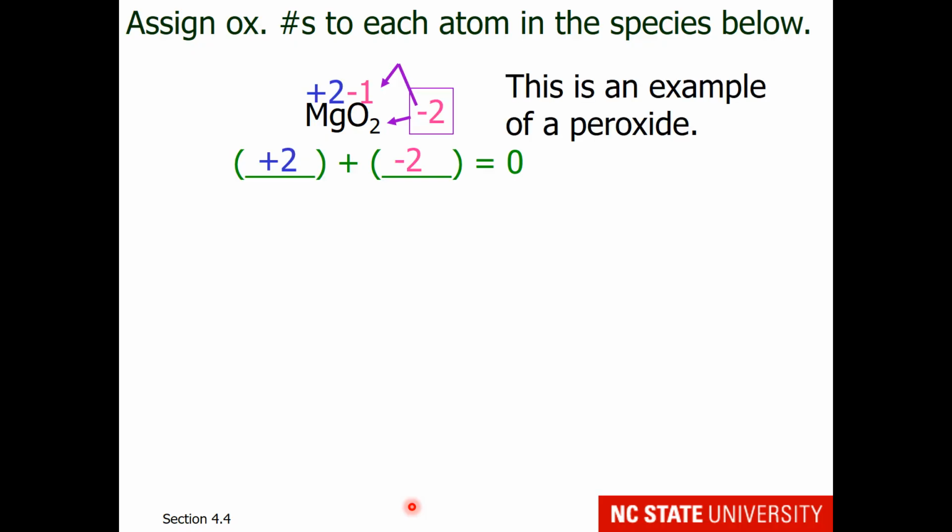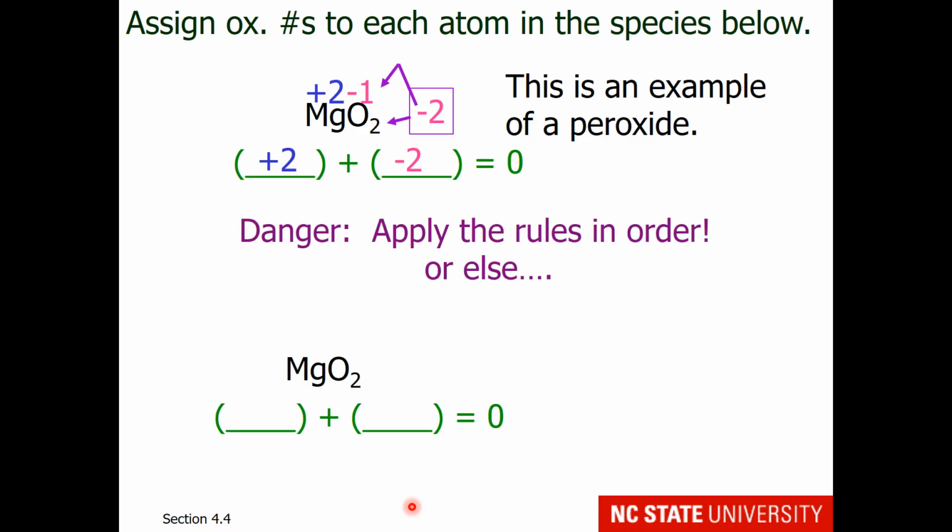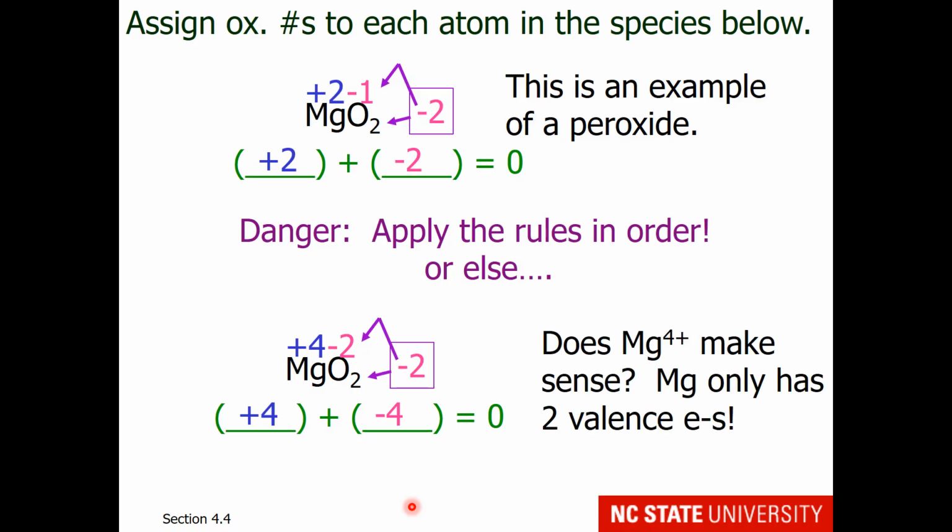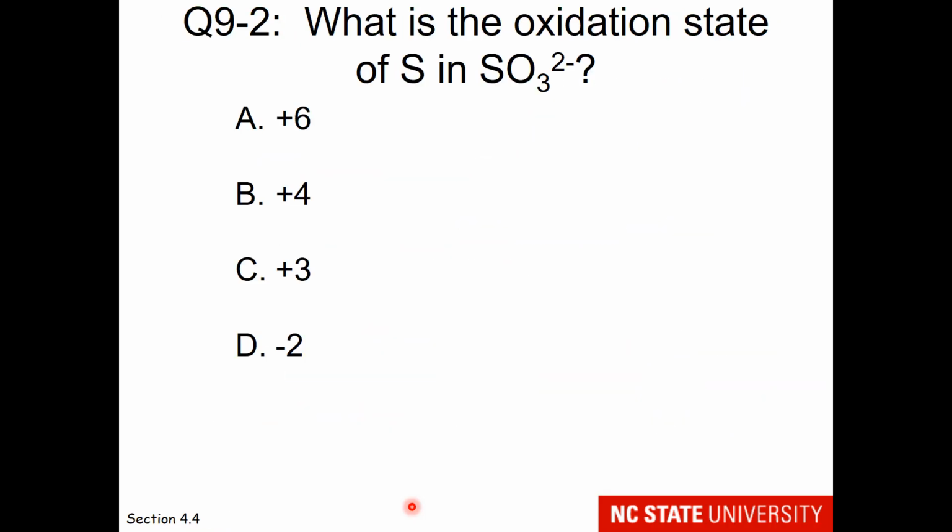So perhaps you've heard of hydrogen peroxide. Those are compounds in which the oxygen has a -1 oxidation state. So danger, apply the rules in order or else. Nothing dire, you'll just get a very strange answer. If you jump to the idea that oxygen is -2, then 2 of those will give us -4, which means magnesium is a +4 oxidation state. Does that make sense? Magnesium 4+ when magnesium only has 2 valence electrons? It does not.